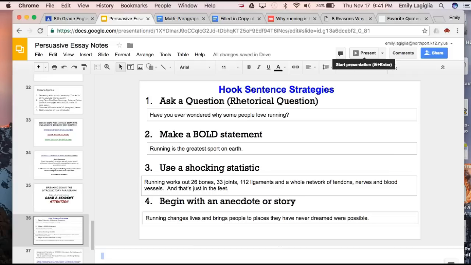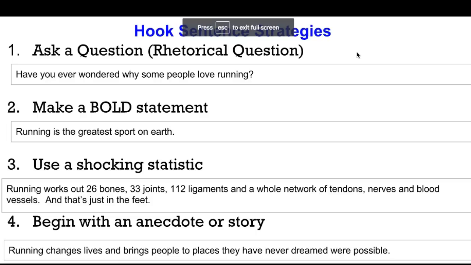Okay, so the final option for how to grab the reader's attention with your hook strategy would be to begin with an anecdote or story. Running changes lives and brings people to places that they never dreamed were possible. It's kind of like an infomercial. You may say to yourself, I want to know more about these places I never dreamed were possible. And you might get engrossed in the story or the persuasion of the piece itself.